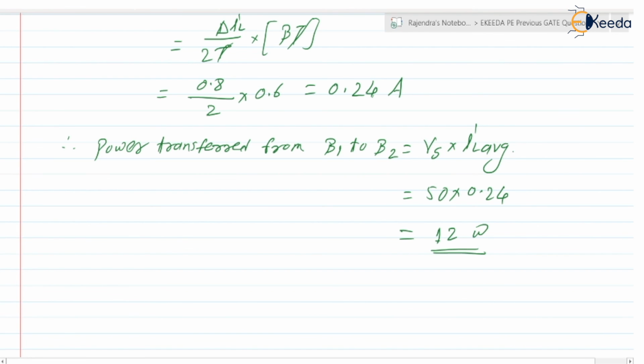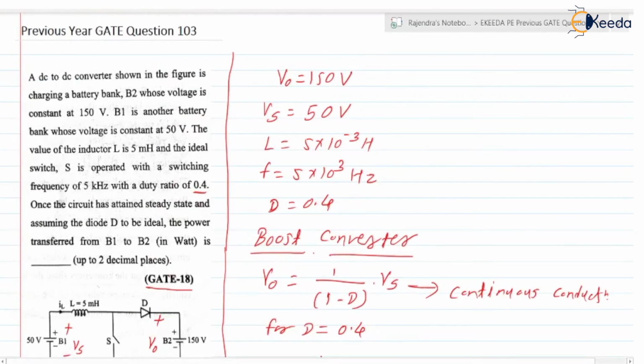So this is about question number 103. The power transfer from B1 to B2 is equal to 12 watt. Right? So here it should be 12.